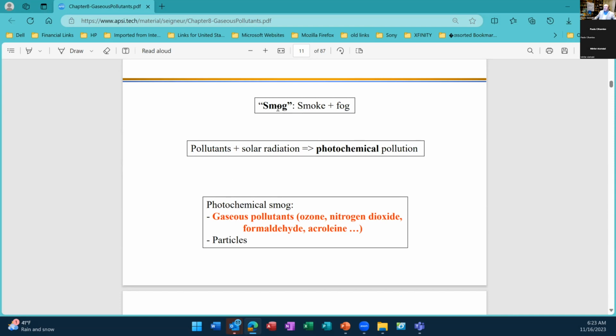So again, photochemical smog is smoke plus fog. We call it photochemical smog or Los Angeles smog to distinguish it from the famous London smog of the 1950s that was completely different. It was an SO2, particulate, and soot smog. London smog was a winter smog. Photochemical smog typically is a summer smog and requires solar radiation. That is an ingredient. Without strong solar radiation, you do not have photochemical smog.